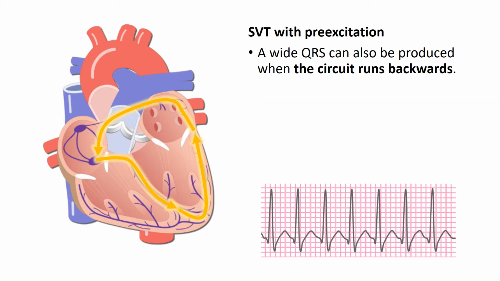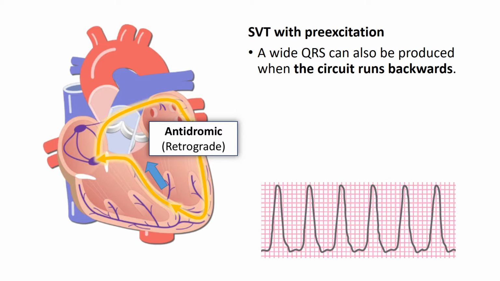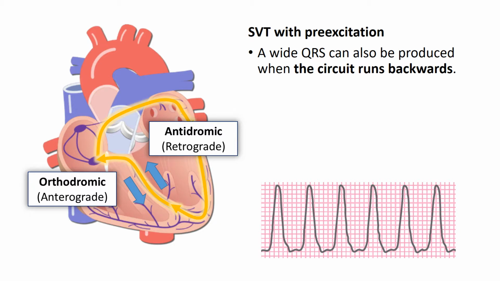Now, you can get a wide QRS in an SVT with pre-excitation because the circuit can sometimes run backwards through that accessory pathway. So instead of going forward through the AV node, instead you're going in this direction, backwards through the His-Purkinje cells, and so now you've got a wide QRS that looks something like this. And there's a fancy word for this. So when you're running retrograde through the His-Purkinje system, they call it antidromic, and that's to contrast it with orthodromic, which is the usual way going forwards through the system.